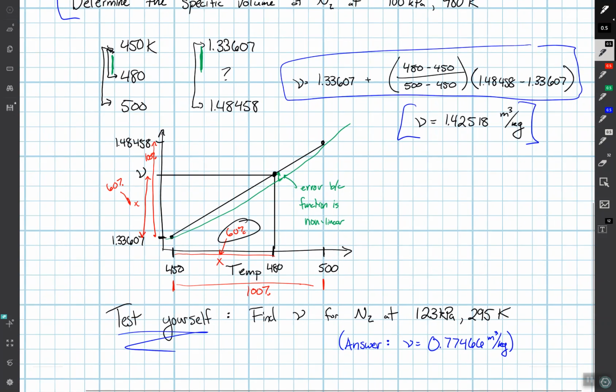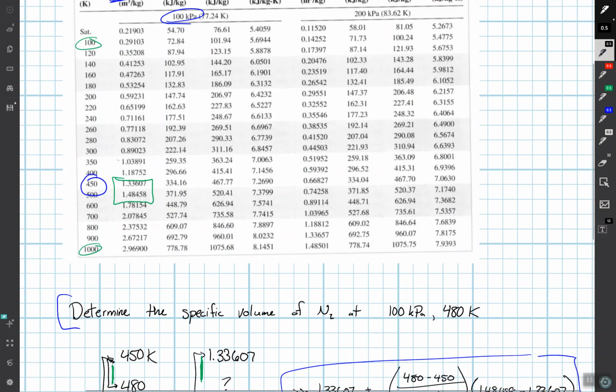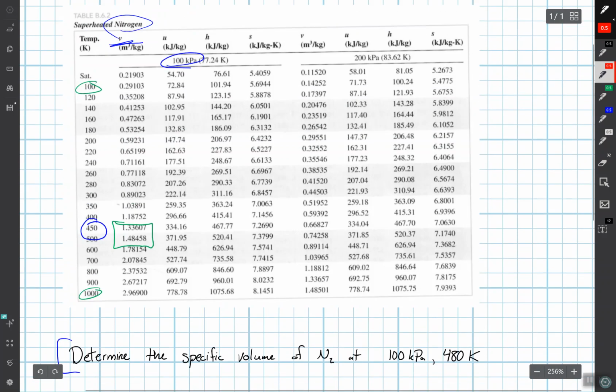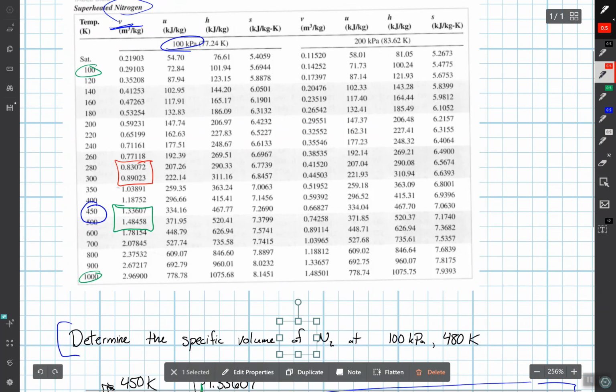So I have a test yourself here at the bottom. The test yourself is find nu for nitrogen at 123 kilopascals and 295. If you look at that, we're now between 100 and 200. We're now between these four values. So now you're going to have to do two linear interpolations.